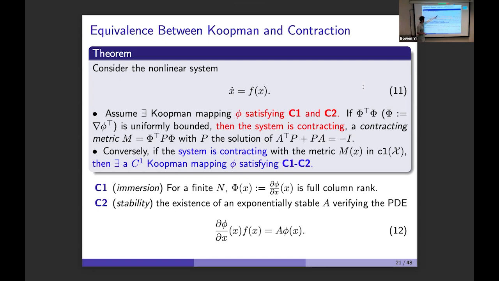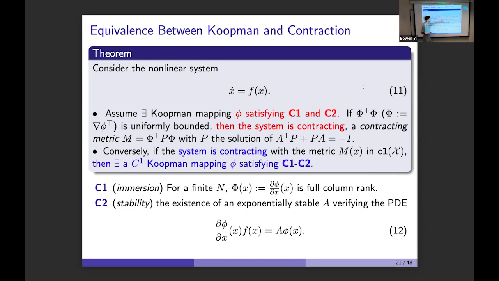We consider the nonlinear autonomous system x dot equals f(x), and the first conclusion is that if, for the given system, we can find the Koopman mapping phi satisfying the immersion and stability conditions, the system satisfies the Koopman criteria for stability analysis. And additionally, the Jacobian of the Koopman mapping is uniformly bounded.